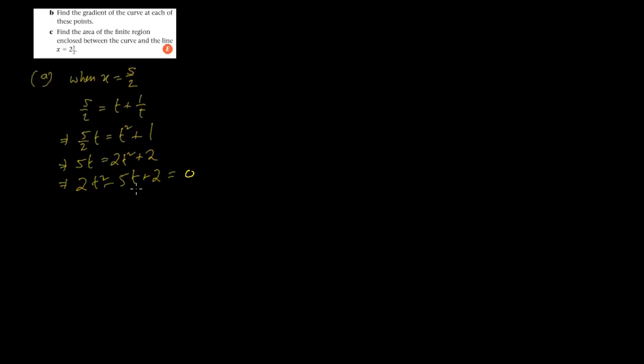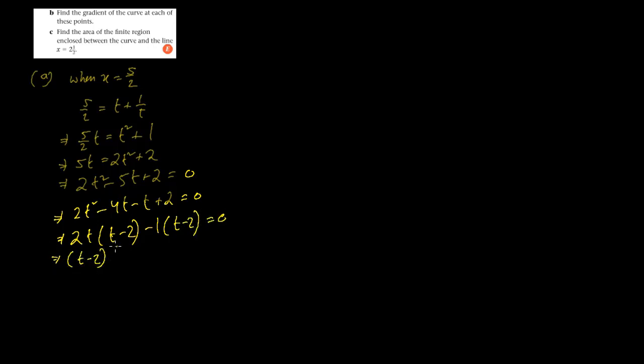Now middle term break. It's a quadratic equation, so we have to find two values of t. So 2 times 4, and we can get 5 by 4 and 1, as 4 times 1 is 4. So 2t square minus 4t minus t plus 2 equals 0. If I take 2t common, it would be t minus 2. If I take 1 common, it would be t minus 2 equals 0. So this would be t minus 2, and this would be 2t minus 1 equals 0. Therefore t equals 2 or t equals half. So we found two values of t.